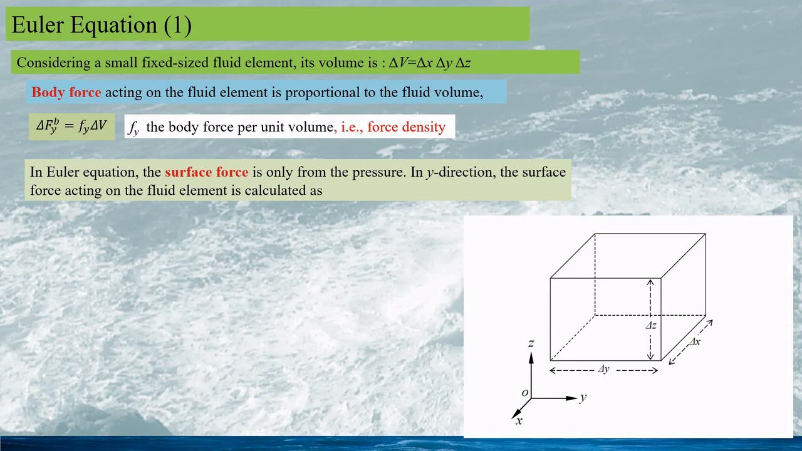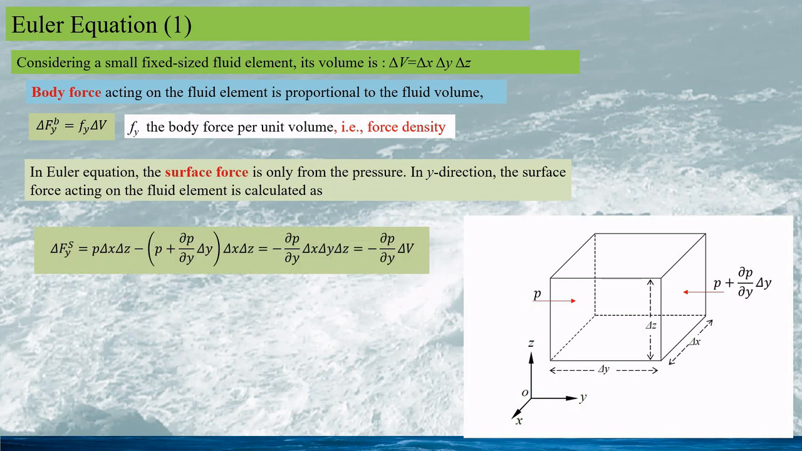For a simple illustration, we take the surface force in one direction as an example. For the element, the pressure force acting on the left vertical plane has a direction with the y-axis, while the pressure force acting on the right vertical plane has a direction against the y-axis. Hence, the net surface force in y direction due to the pressure is calculated as this.